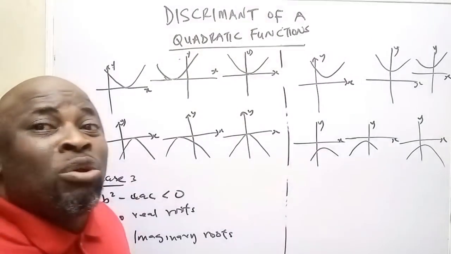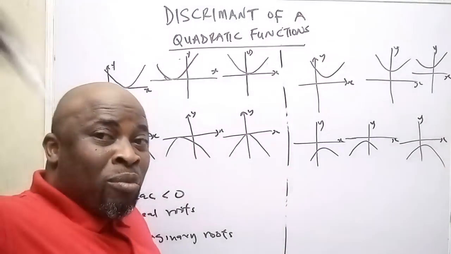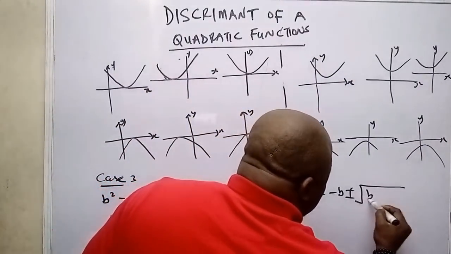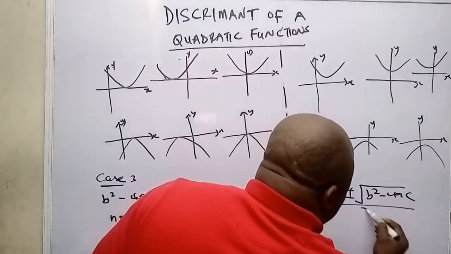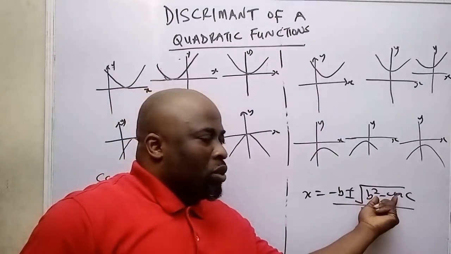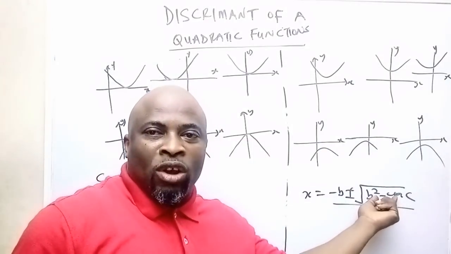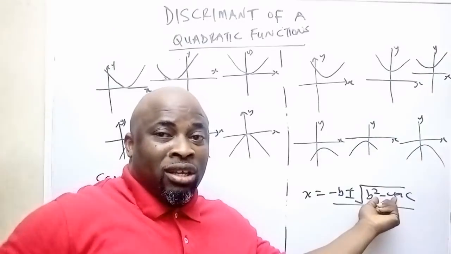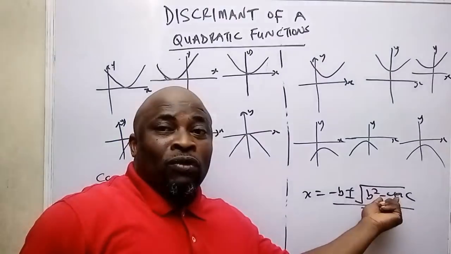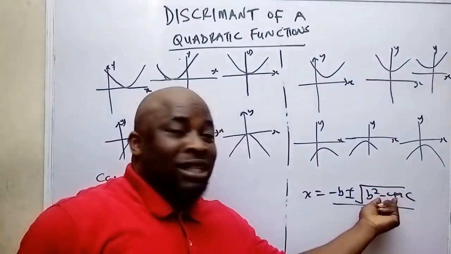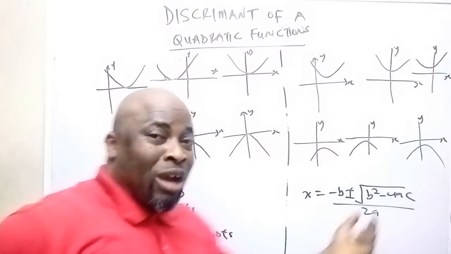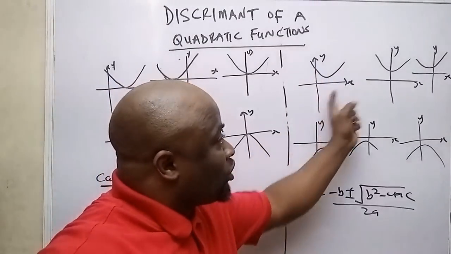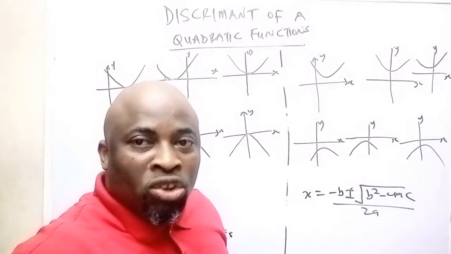What I mean by that? Imaginary root simply means that from our formula, x equals minus b plus or minus square root of b square minus 4ac over 2a, if everything under the root is negative, you are going to have a complex root, which we are still going to look at in the next class. When it is less than 0, it means that this place is negative, so you are going to have a complex root. That's why it has imaginary root, no real root, because the graph does not touch the x-axis.